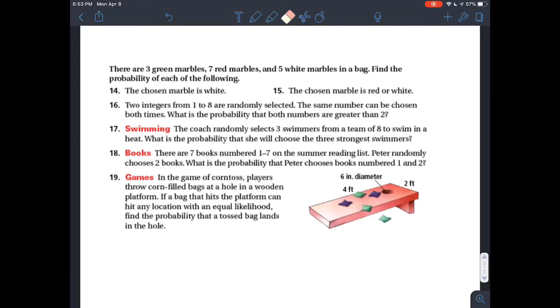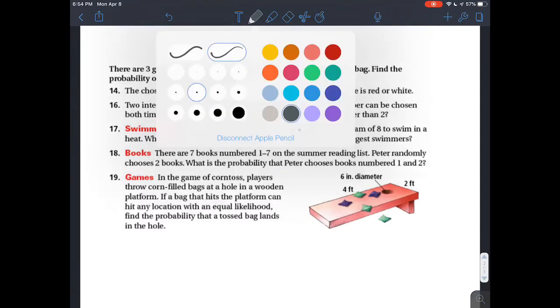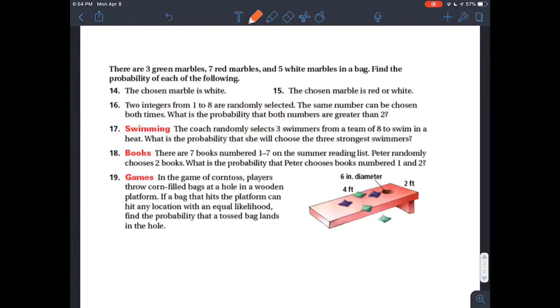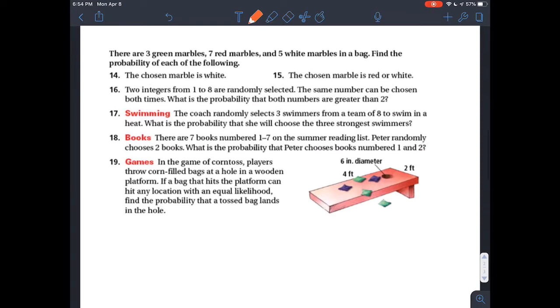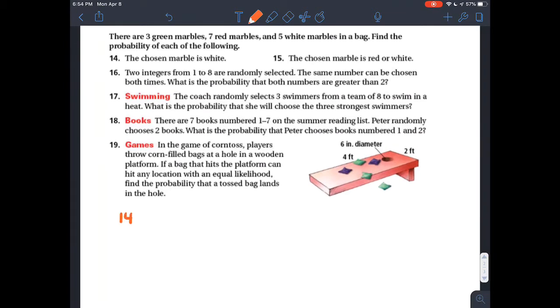So we're trying to find the probability for the situation where there are 3 green marbles, 7 red marbles, and 5 white marbles in a bag. That is a total of 15 marbles. Okay, so number 14 asks for the probability that the chosen marble is white. So there are 5 white marbles out of a total of 15 possible marbles, which equals 1/3. So the probability is 1/3.